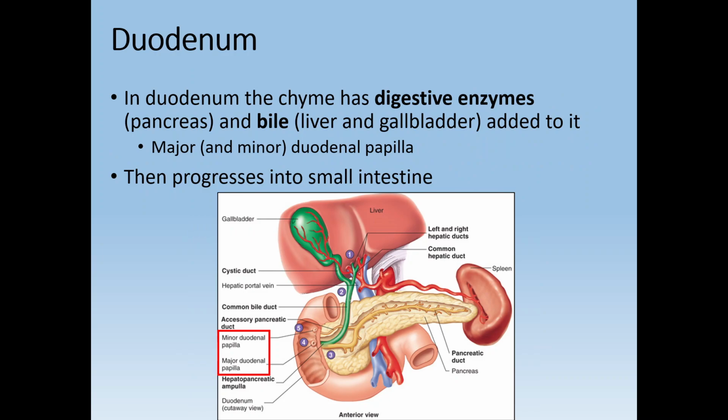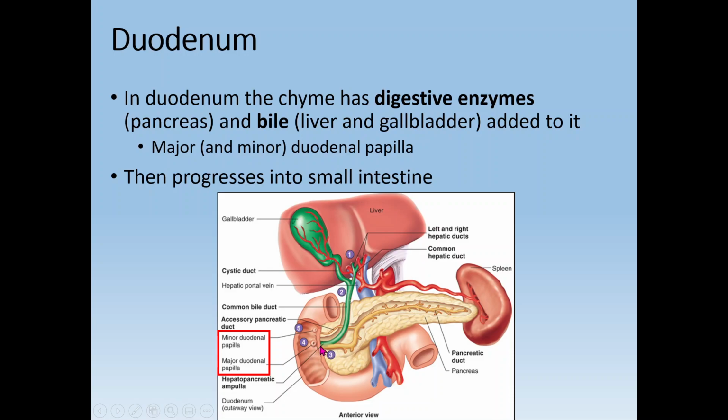All right, heading into the duodenum now. The chyme is going to have digestive enzymes from the pancreas added to it. This is going to help further break down that food chemically. We are also adding bile from the liver and the gallbladder, and that's going to help with the breakdown of fats.